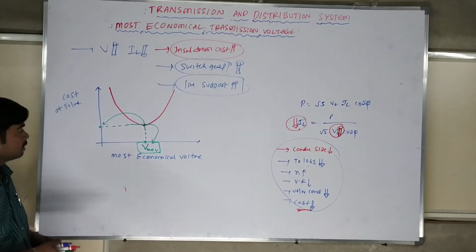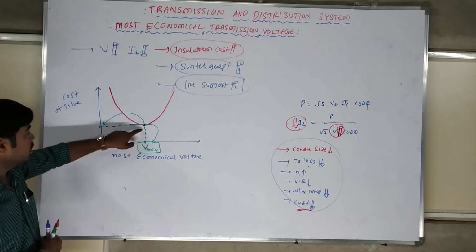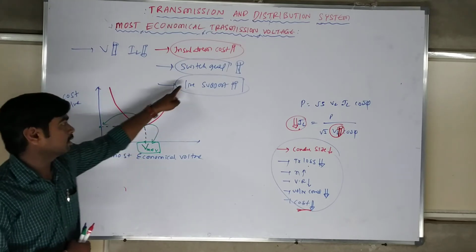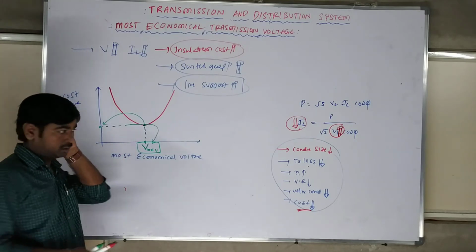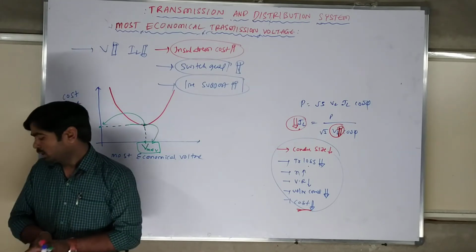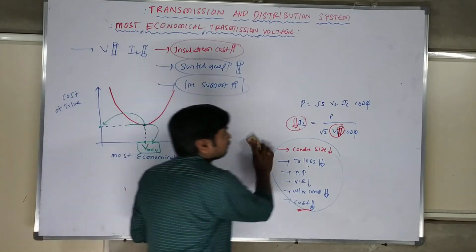I hope you are understanding. This is called the most economical. Don't go to less voltage, don't go to high voltage. Up to the mark, according to the cost, we need to transmit the voltage. This is called the most economical voltage. For this reason, there is an empirical formula.